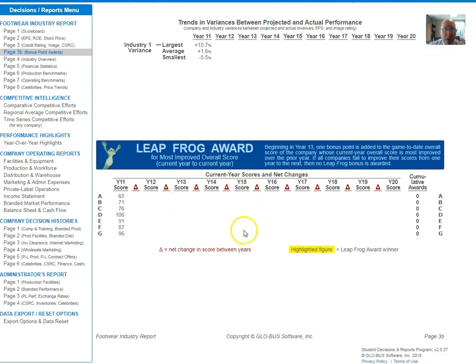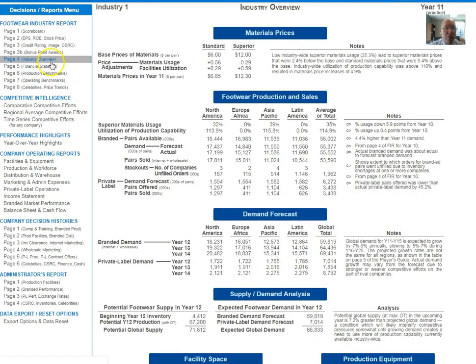Leapfrog Award, pretty self-explanatory. There won't be one in the first year. You obviously want to win at most one of these. If you're winning more than one, you're not doing all that great. Now I start to get into an idea of the industry as a whole.